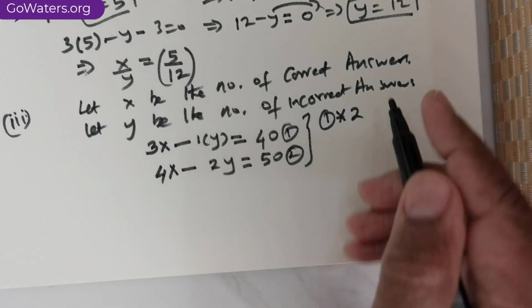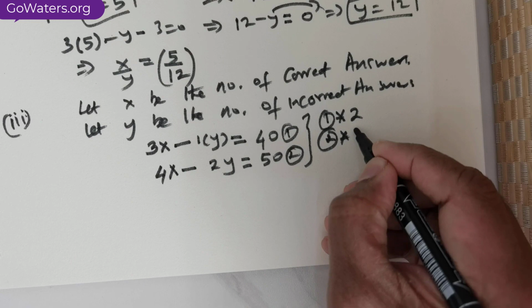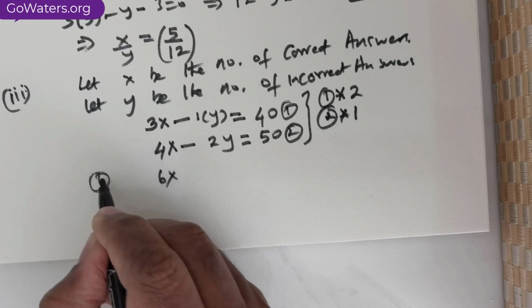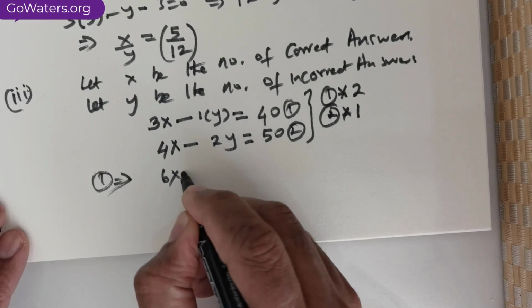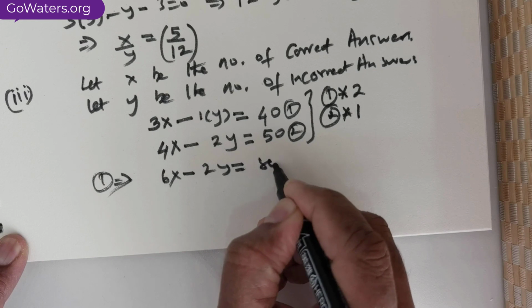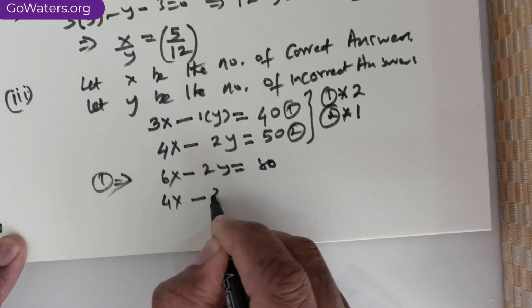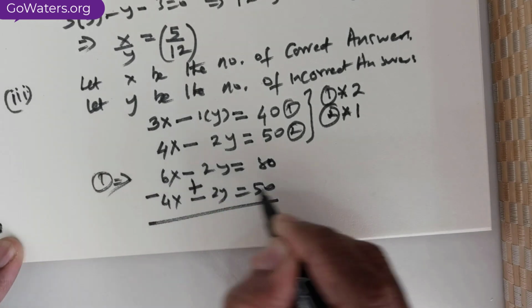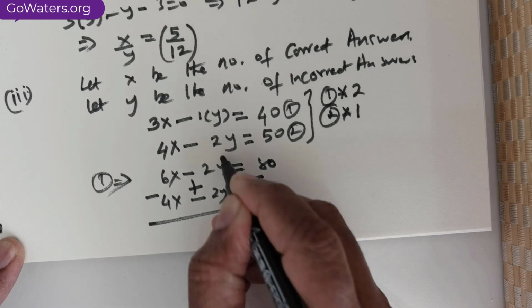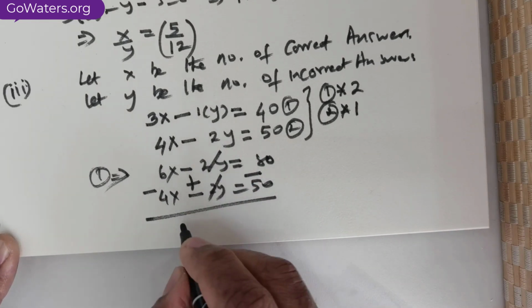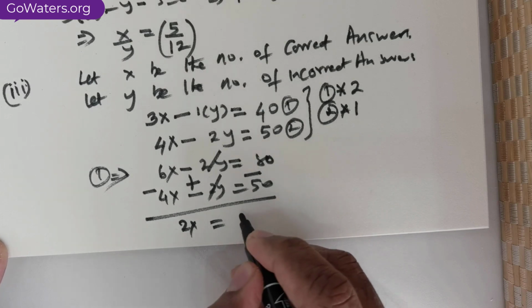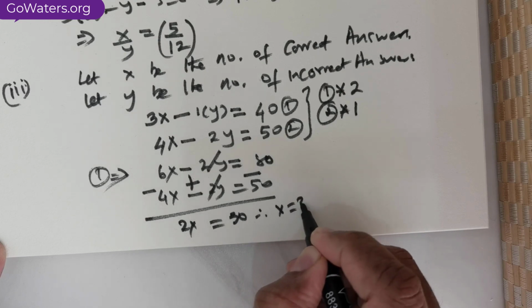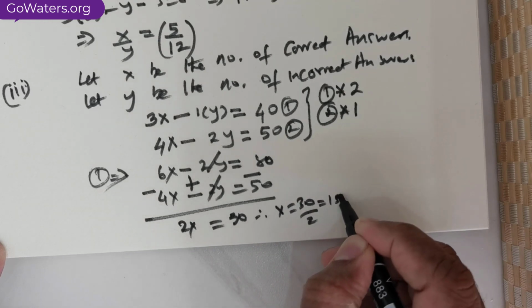I want to eliminate y, and in the second equation I multiply by 1. So this is going to be 6x. So equation 1 can be rewritten as 6x minus 2y is equal to 80, and this is 4x plus 2y is equal to 50. Negative, positive, positive, negative. So this gets eliminated. 6x minus 4x will give you 2x. 80 minus 50 will give you 30. So therefore x is equal to 30 divided by 2, which means 15.